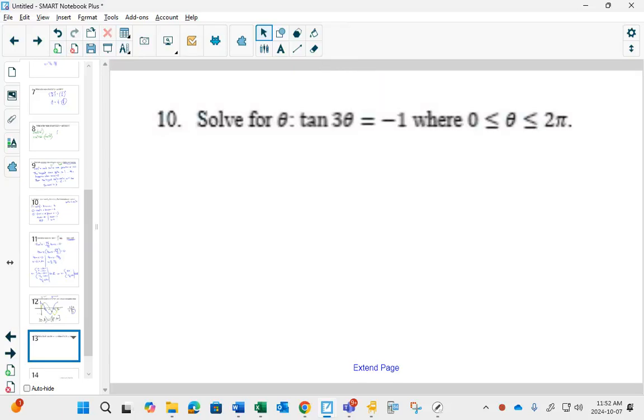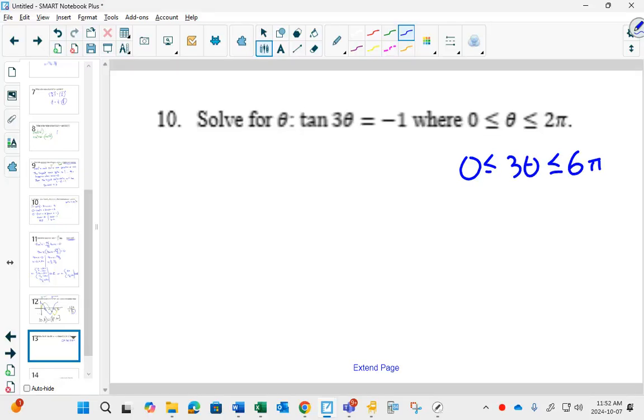Number 10 is a multi-revolution question. Tan of 3 theta equals -1. So, when we were solving our multi-revolution questions, step 1 that we did was we rewrote our domain for 3 theta. So if 1 theta is between 0 and 2 pi, 3 thetas would be between 0 and 6 pi, which is 3 times around your circle.